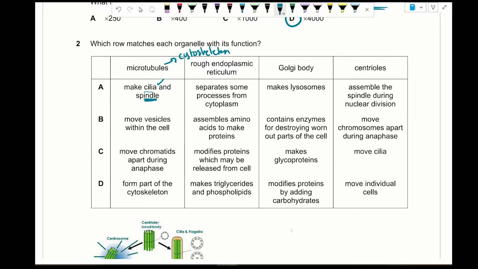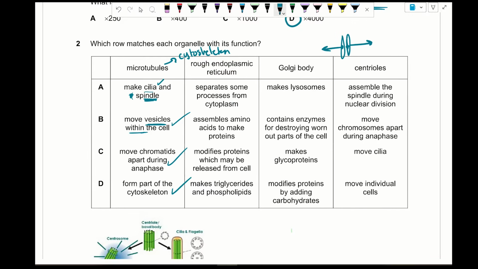For B, move vesicles within the cell. We've just mentioned that microtubules form the intracellular transport system. Therefore, they are able to move vesicles within the cell. Now for C, move chromatids apart during anaphase. As we all know, microtubules form the spindle, which indeed holds onto the kinetochores of the chromosomes during anaphase and pulls the chromosomes apart. Therefore, this is correct. For D, forms part of the cytoskeleton. We've just mentioned this point, so these are correct.